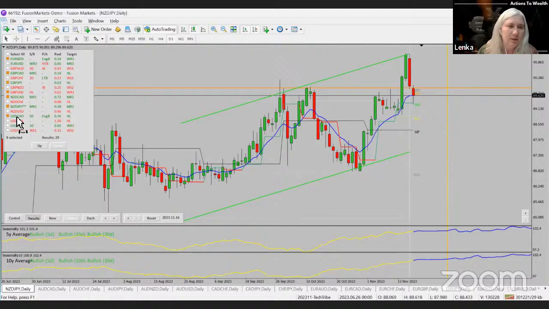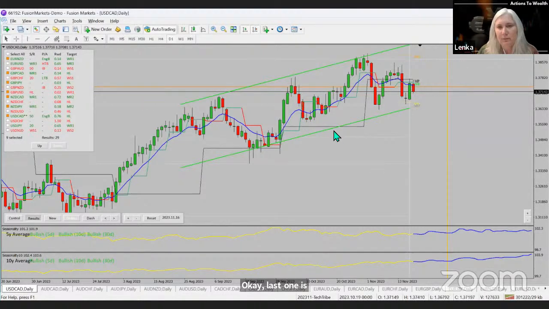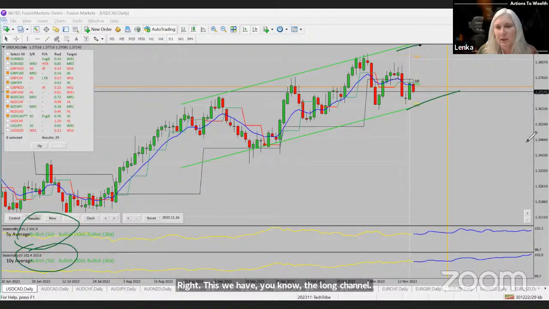Okay, last one is USD CAD. With USD CAD, everything's actually indicating long, right? On this, we have the long channel, seasonality being bullish, and the weekly pivot will be lower next week, so weekly pivot will be there. And I'm actually looking more on the short side.